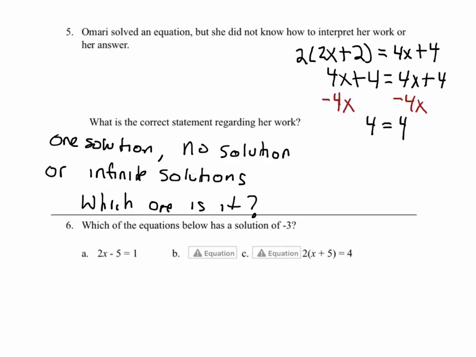Okay, so which of the equations? Plug in x equals -3 and see which one is true. Which is true. Okay?